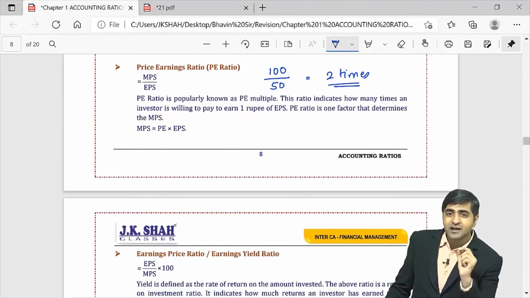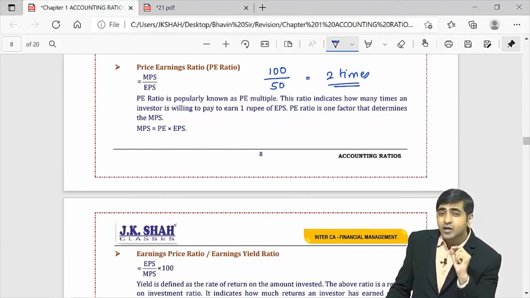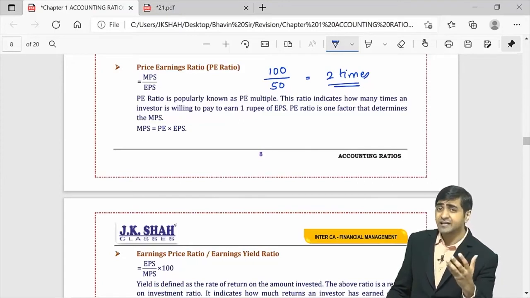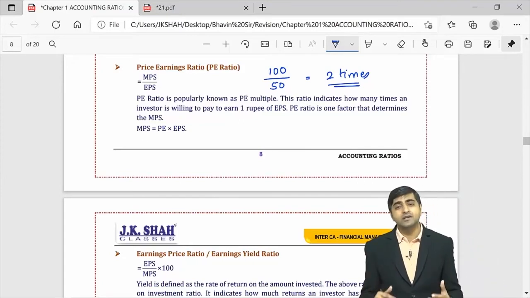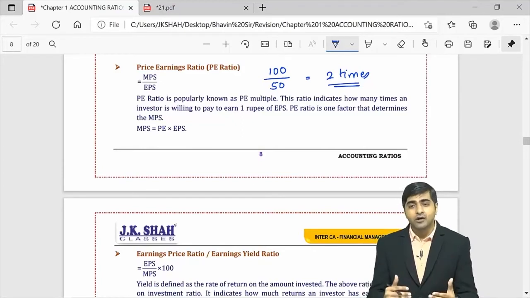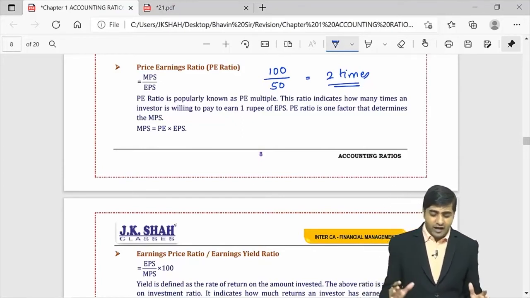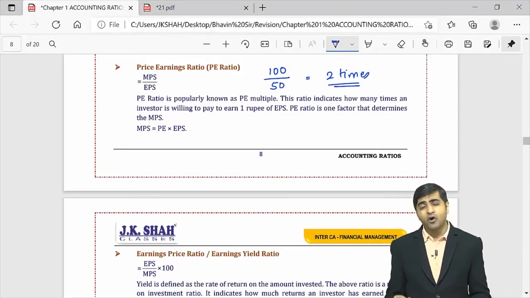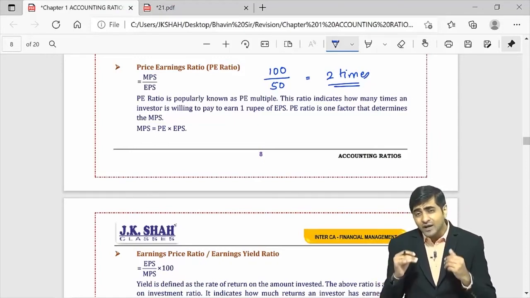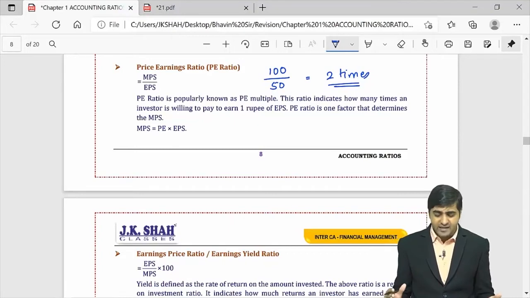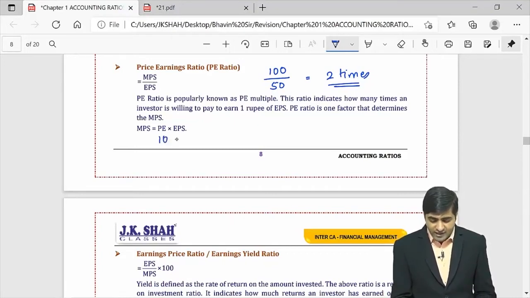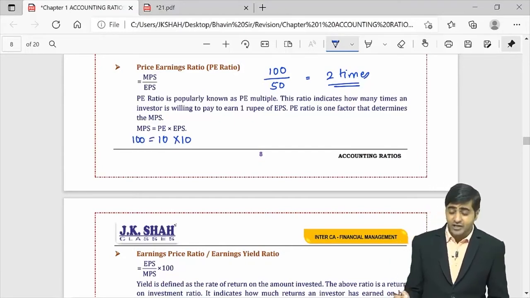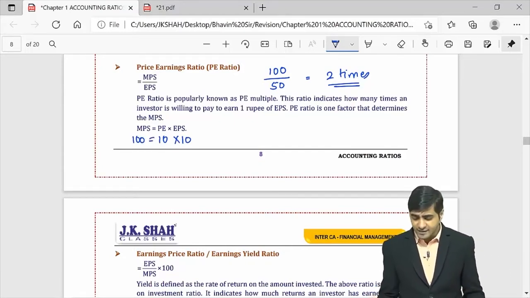Suppose your market price per share is 100 rupees, your EPS is just 10 rupees. The equity shareholders are willing to pay 10 times more to earn 1 rupee of EPS. So a higher ratio indicates that the willingness of equity shareholders to pay is relatively more. That is why the higher the ratio, the higher the willingness. And guys, with the help of the PE ratio and EPS, can we also estimate the market price? Come on, yes or no? Yes. Suppose I give you the PE ratio as 10 and EPS as 10 rupees. If I multiply this, can I get the market price per share, which is rupees 100? Yes or no? Yes, sir.